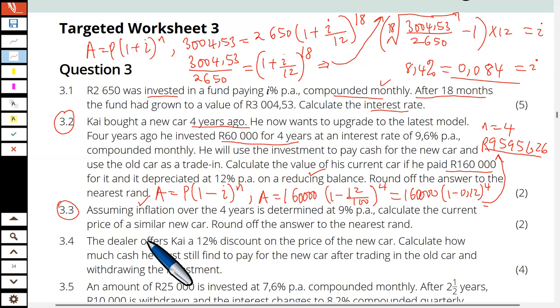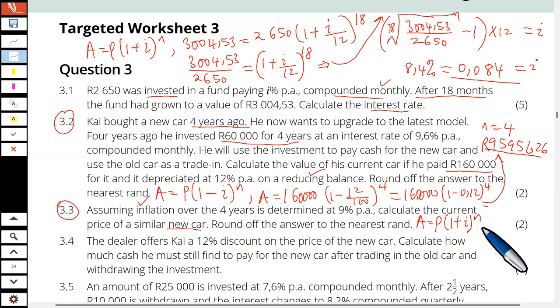So the answer is very short. Inflation is very easy. Now, inflation itself is subject to compound interest, not simple interest. We're assuming inflation over the 4 years is determined at 9%, so the inflation is 9% per annum. You need to calculate the current price of a similar new car. Inflation increases prices of items in the stores, right? So if there is an increase, we're going to use the formula with the plus because there is that increase.